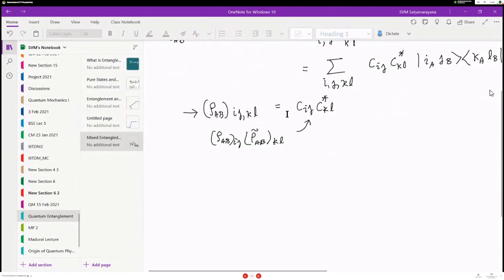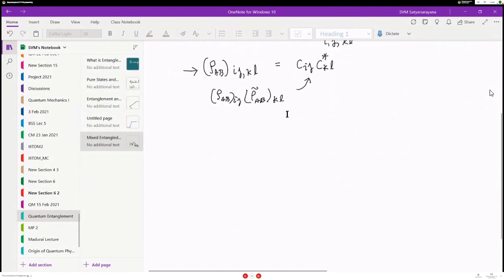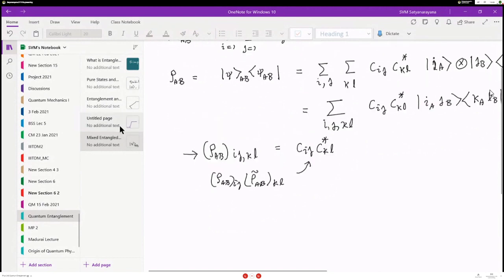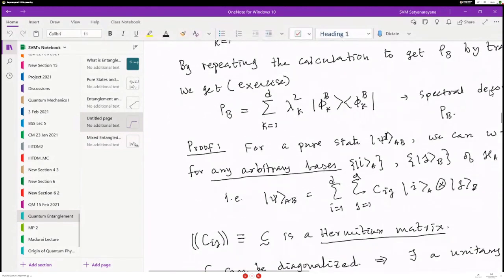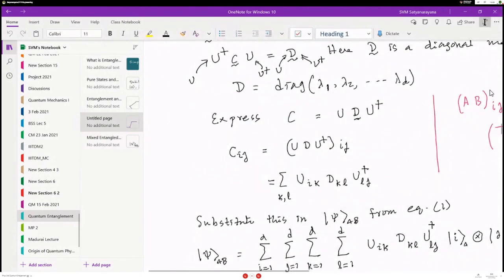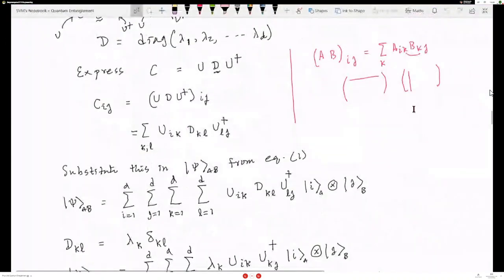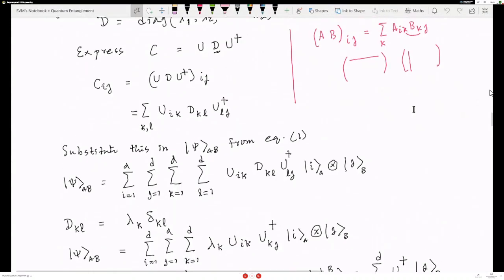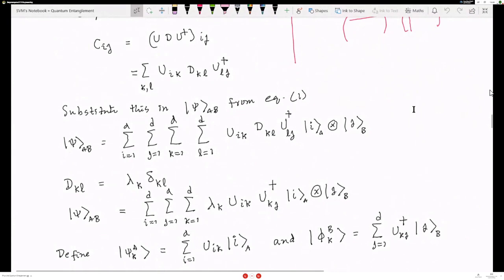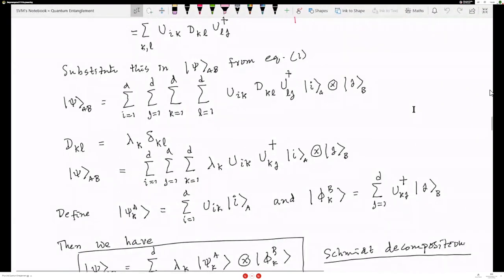Sir, one more question, sir, in the last class. In the proof of the Schmidt decomposition, there was a unitary operator, U_IK, U_KL dagger, U_KJ dagger. So shouldn't that be identity, sir? We can put U_IK U_KJ dagger equal to identity.